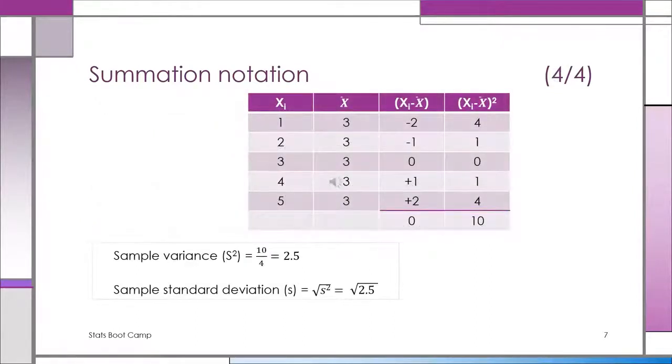So here's just the way we worked out the problem. Remember, the numerator is the deviation from the mean, squared. So that's 1 minus 3 squared, 2 minus 3 squared, and so on. When you add all of the squared deviations up, you get 10 for the numerator, and then you divide by n minus 1, remember, not by n. We're dividing by 4, and so we get a variance of 2.5.